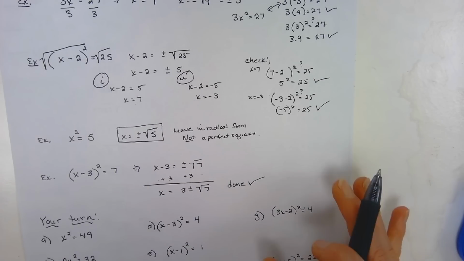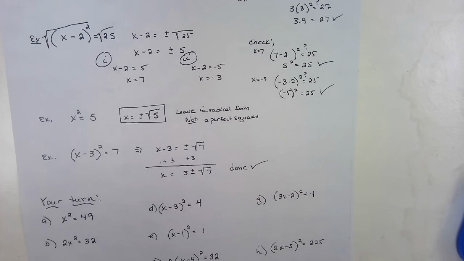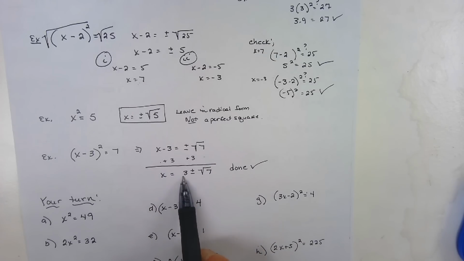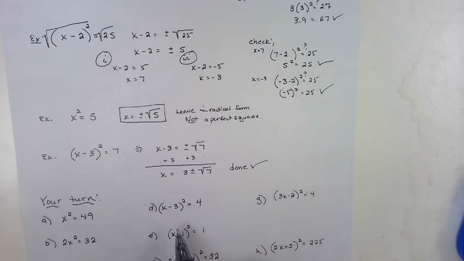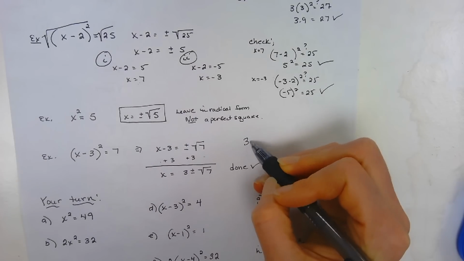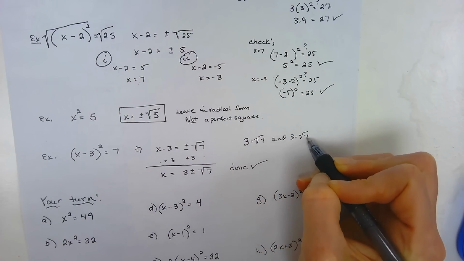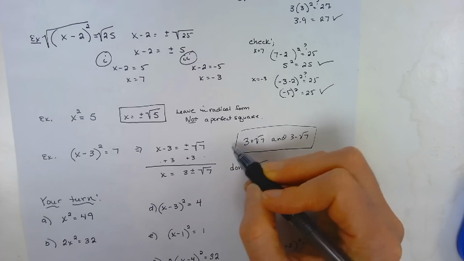The next example is x minus 3 squared equals 7. Square root on the left side leaves x minus 3, but that's going to be equal to plus or minus the square root of 7 on the other side. Adding 3 to both sides gives x equals 3 plus or minus the square root of 7. If you had 3 plus the square root of 7 and 3 minus the square root of 7, that's okay too. They mean the same thing.